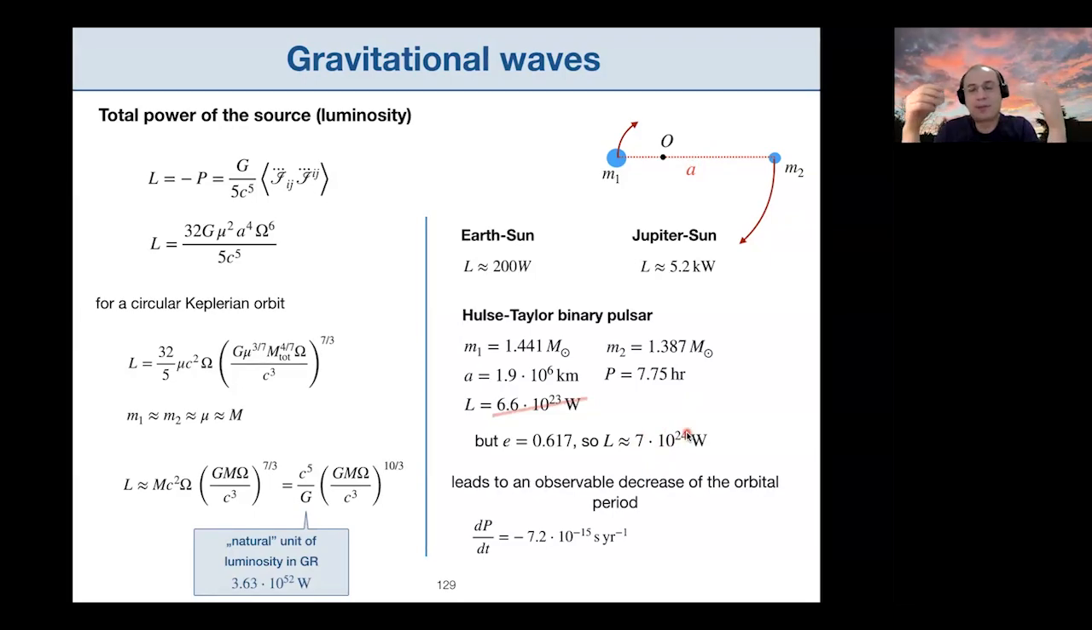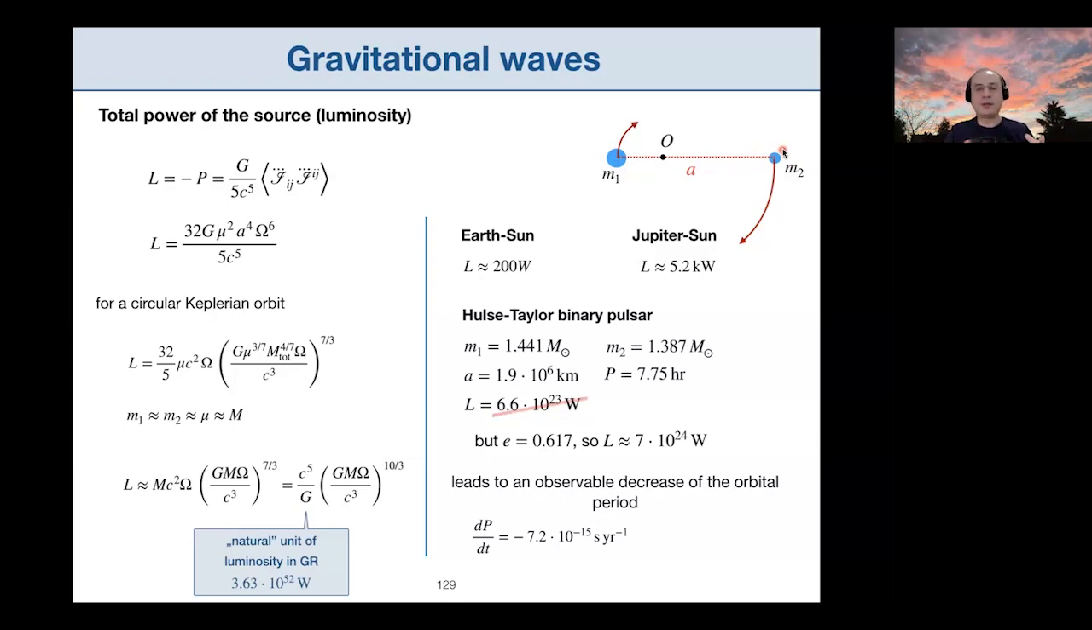Interestingly, this is not such a small number in comparison to the total binding energy of this system. This is still a small fraction, but not a completely negligible fraction. So this system loses energy in a measurable way because of the gravitational wave emission. And the loss of energy, a kind of radiative drag in this type of system, leads to basically these two stars getting closer together, and the period decreases. And the velocities of these two increase.